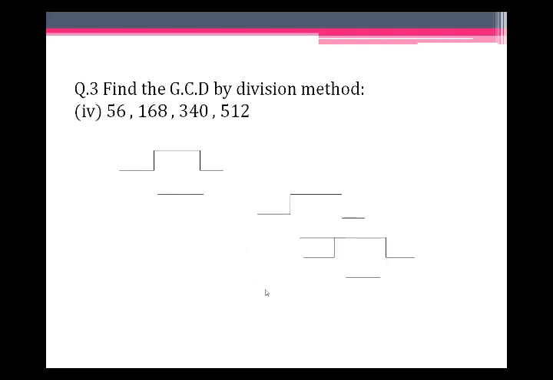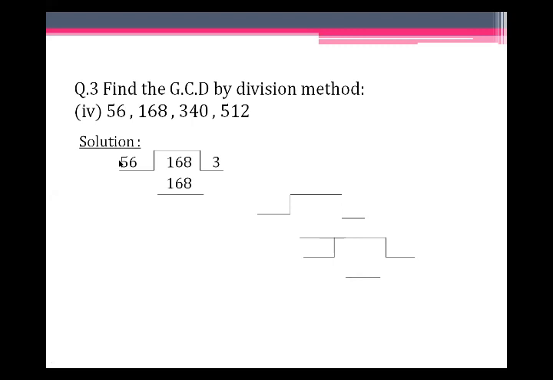Students, here is another question from the same exercise. Find the GCD by division method. It's the fourth part: 56, 168, 340, 512. Now first of all, we take the GCD of 56 and 168. Here we start the solution.